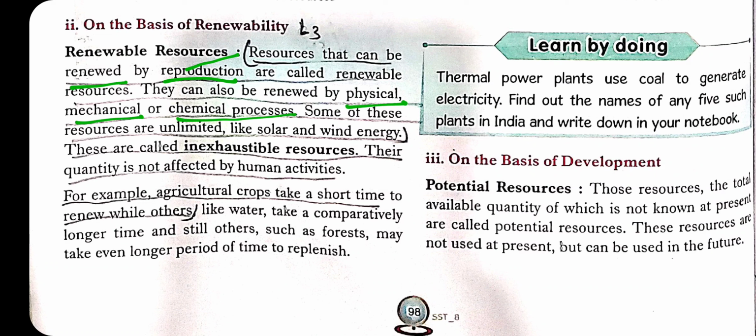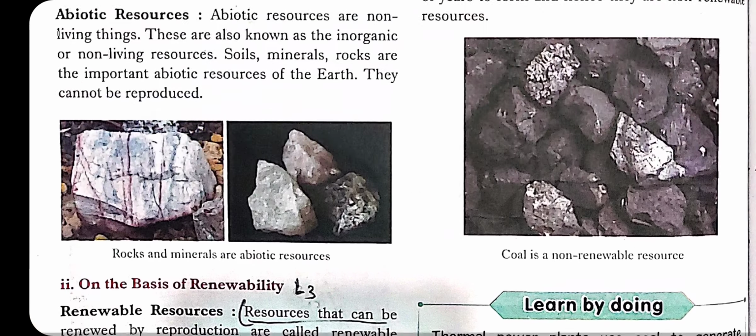And the stock of these resources is unlimited, like solar and wind energy. These are called inexhaustible resources, and the quantity is not affected by human beings. For example, an agricultural crop takes a short time while others take a very long time to replenish.